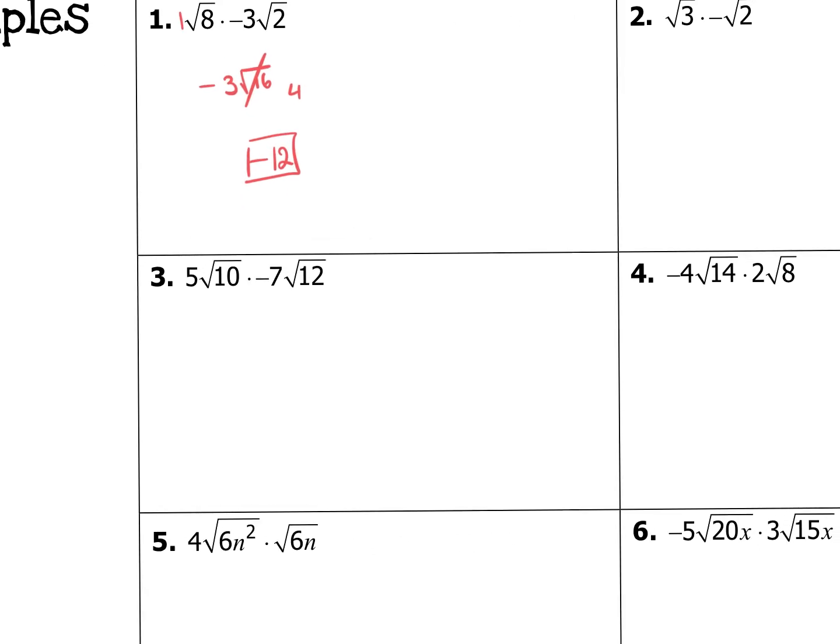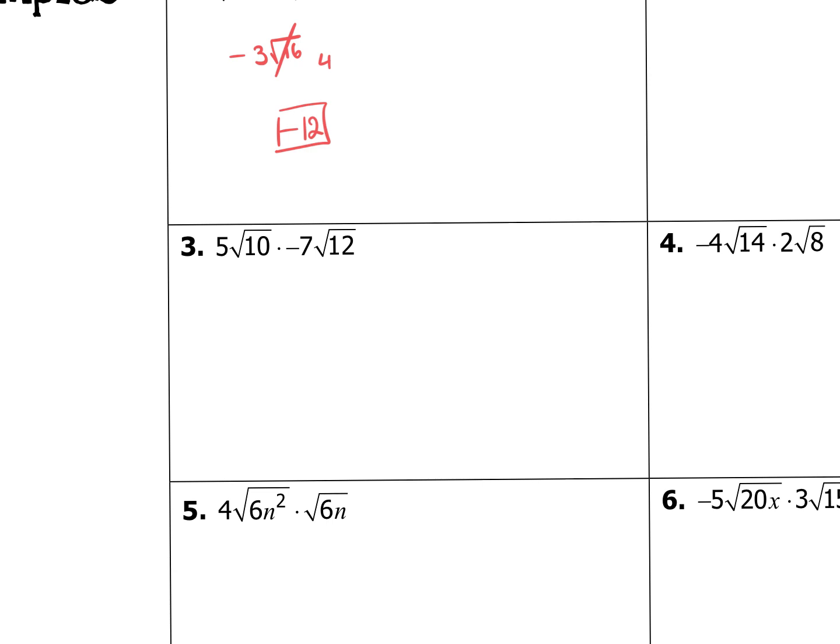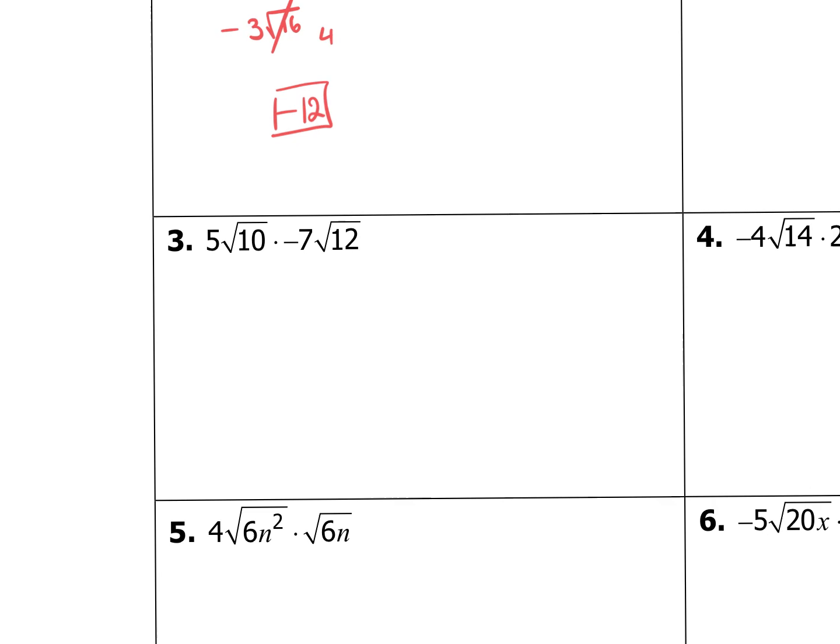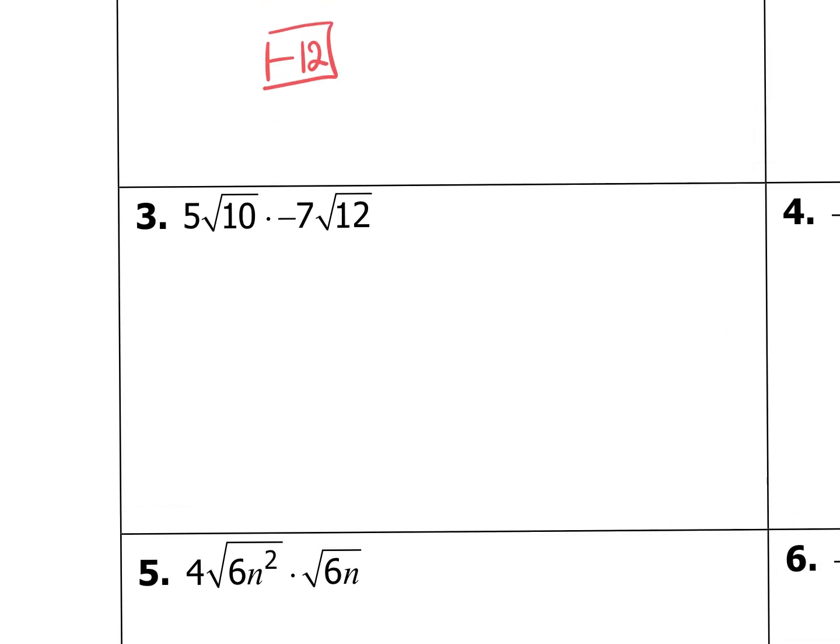Alright, so number 3. I'm going to choose a random problem and do it, and you can finish the rest on your own. And the key is at the bottom of your page. So we're going to multiply the coefficients, which is 5 times negative 7, which is negative 35. And then multiply the radicands, 10 times 12, 120.